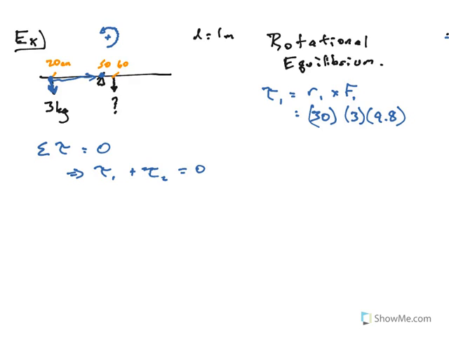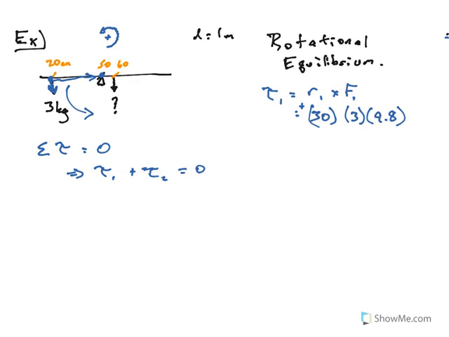And then we ask, okay, is this going to be a positive torque or a negative torque? Well, the way you figure it out is, pretend like you put your finger at the fulcrum. And then you pull down where the 3 kilogram mass is. If you pull down there, does that make the seesaw want to rotate counterclockwise or clockwise? So if I pull down on this side, obviously it makes the seesaw want to go counterclockwise. So this is a positive torque.